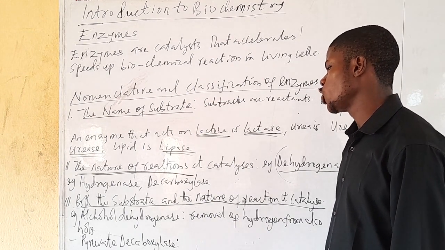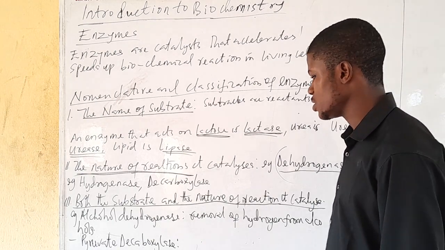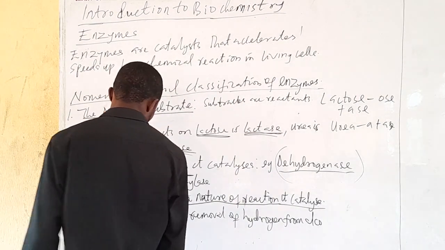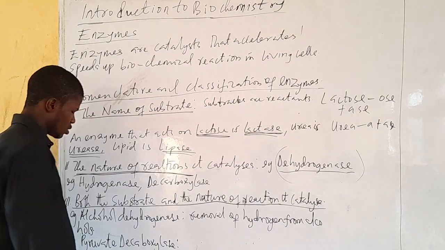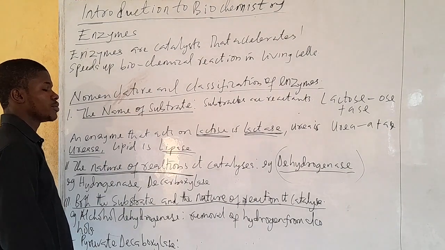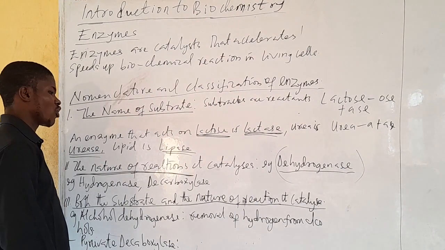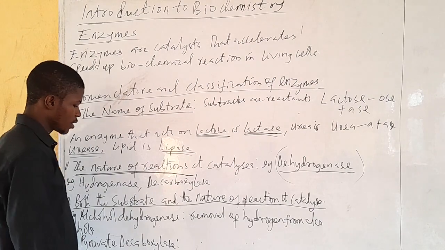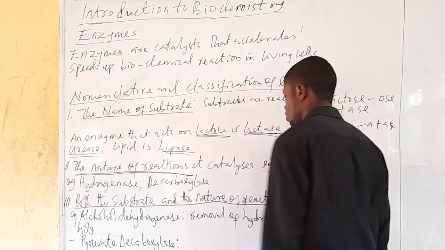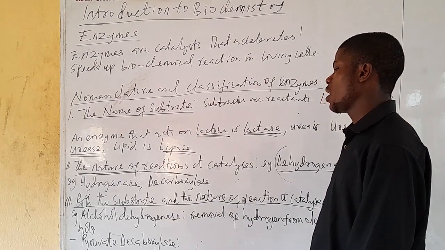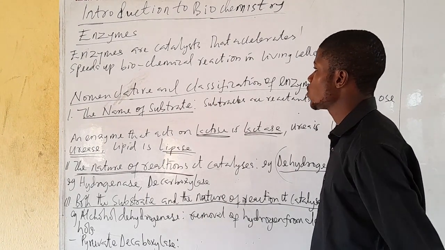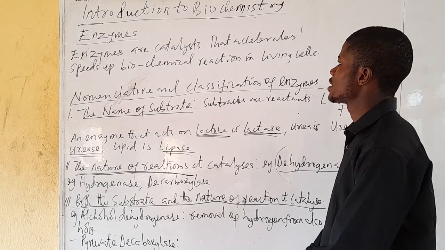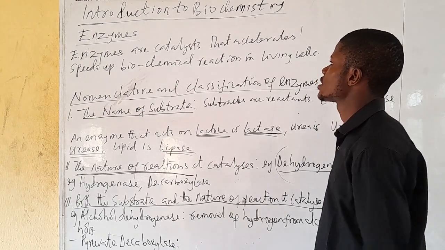Next one is pyruvate decarboxylase. These are enzymes that remove carboxyl groups from pyruvic acid.